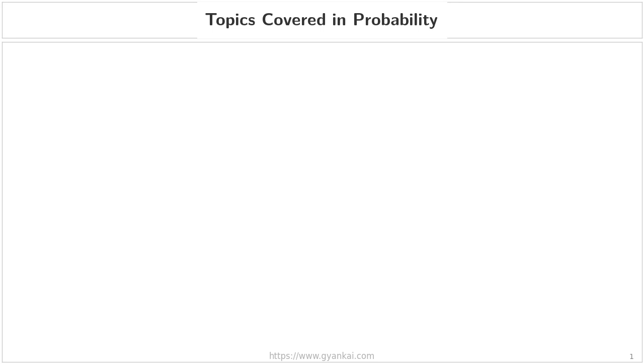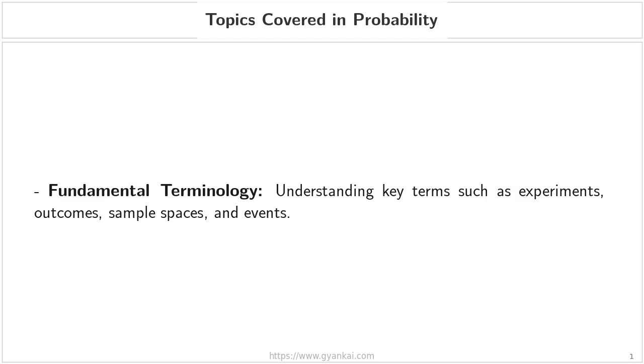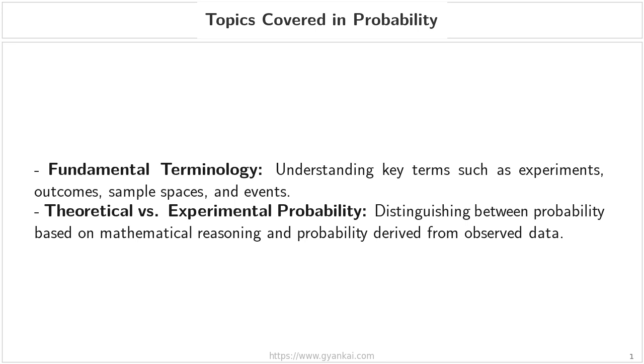Topics covered in probability. We will start by establishing a strong foundation with fundamental terminology, ensuring you are comfortable with key concepts such as experiments, outcomes, sample spaces, and events. From there, we will learn to distinguish between theoretical probability, which is based on mathematical reasoning, and experimental probability, which is derived from observed data.